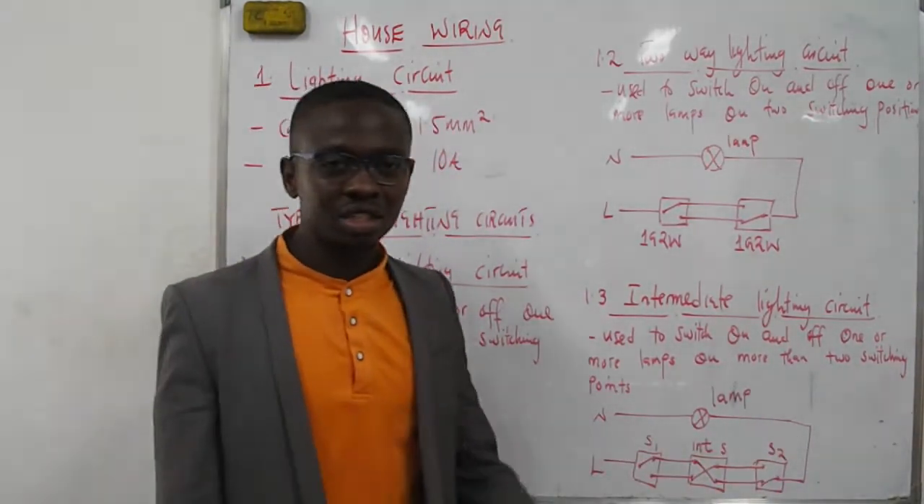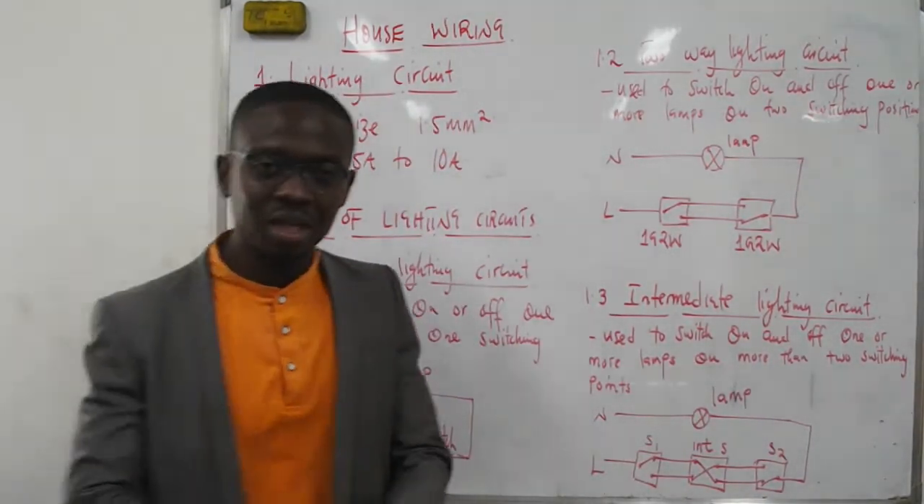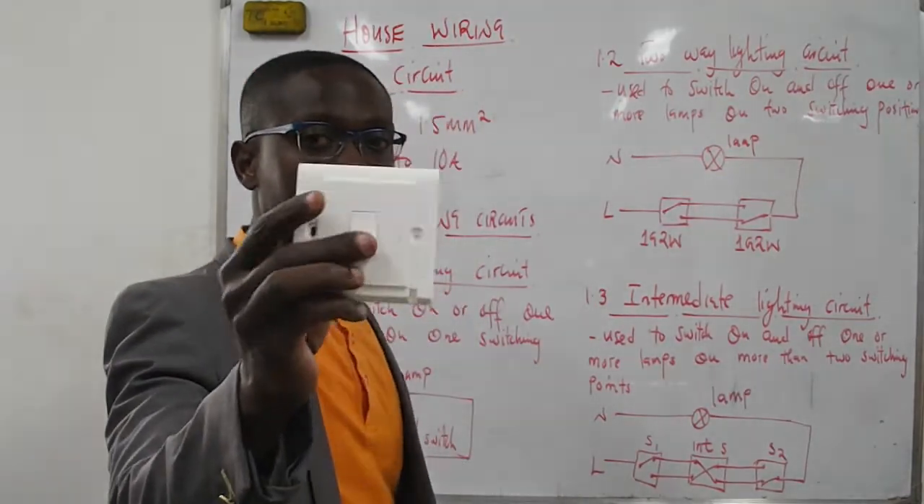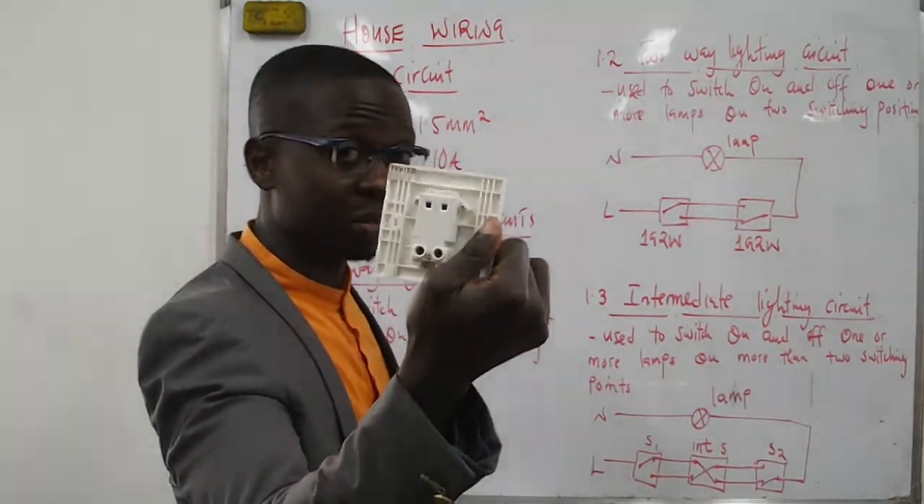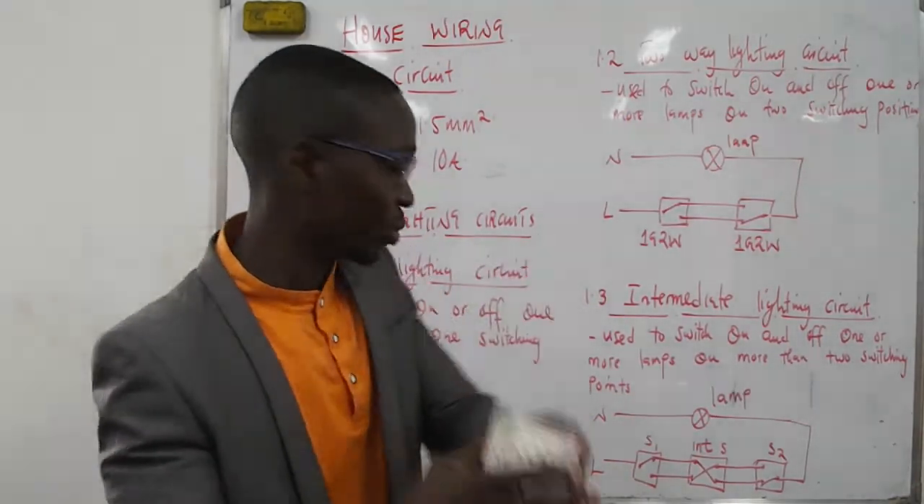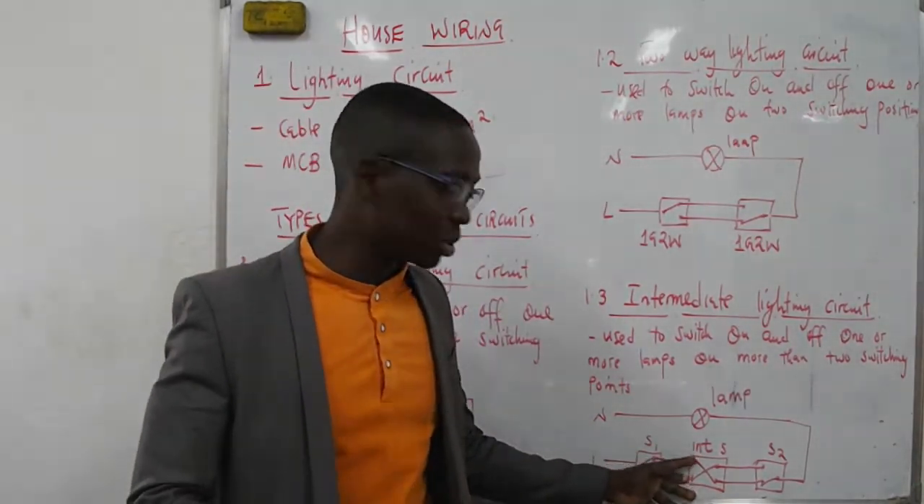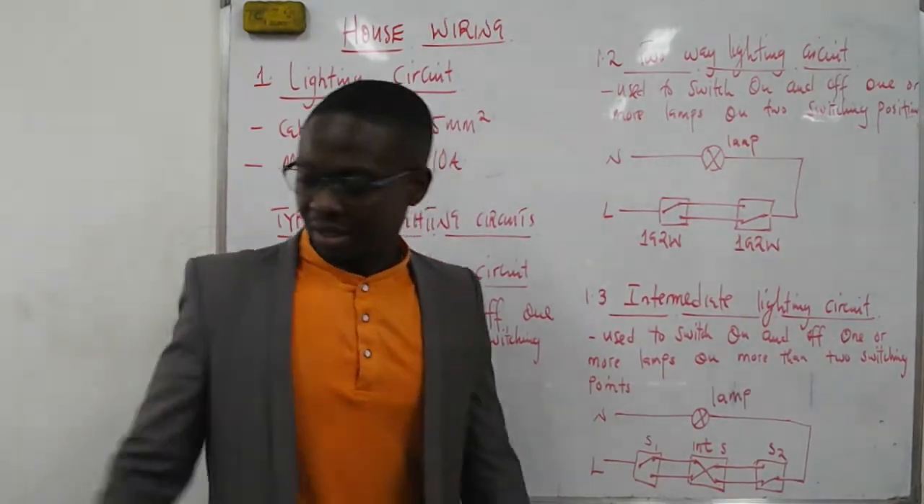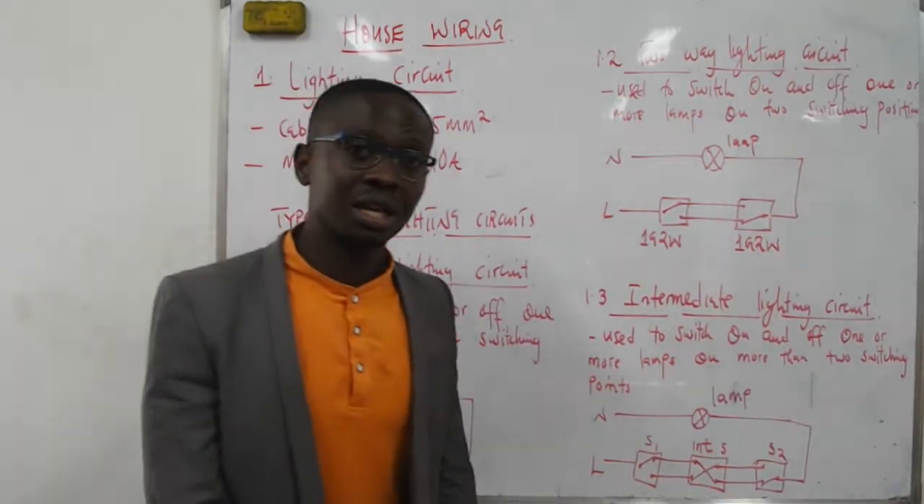It's a switch which has a gang like this one, but it has four terminals behind. It has two terminals for the input and two terminals for the output, which are these: two inputs as well as two outputs. This concludes lighting circuits.